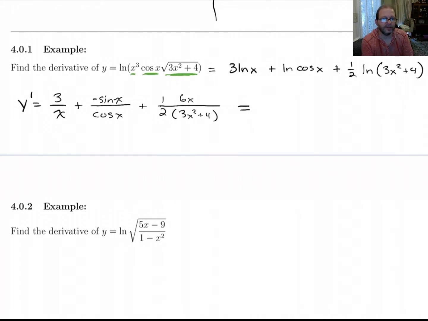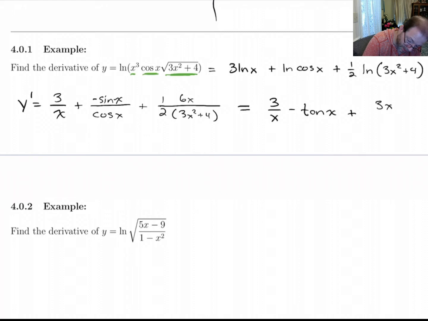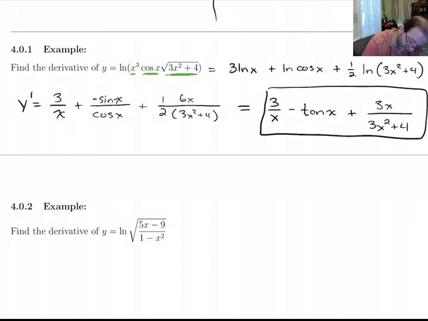And so now I can do just a little bit to clean this up. This first term we can't do anything to. This one we can rewrite as minus tangent, and over here we can cancel the 6 and the 2, leaving a 3 on top. So our derivative is 3 over x minus tan x, plus 3x on top and 3x squared plus 4 on bottom. So that's our answer for the derivative. And we're able to do that in a lot less space than if we didn't take advantage of the log rules.